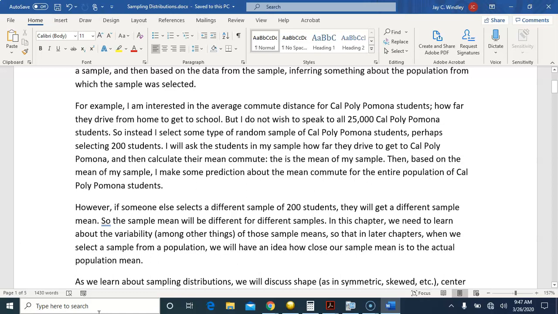And then based on my sample mean, I can make some prediction about the population mean, the average commute for all students. But the problem is that if I grabbed a different random sample of 200 students, I would get a different sample mean. So there's variability in the value of x bar from one sample to another. And one of the big things we got to learn about in this chapter is what the distribution of those x bars looks like, so that later on, when we get a particular value of x bar from a sample, we'll have some idea how close that x bar is to the population mean.